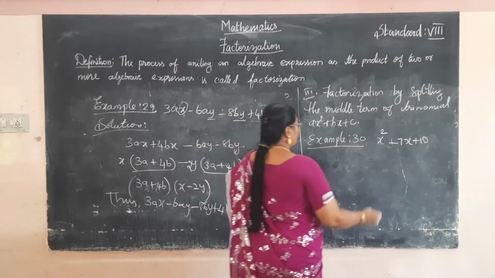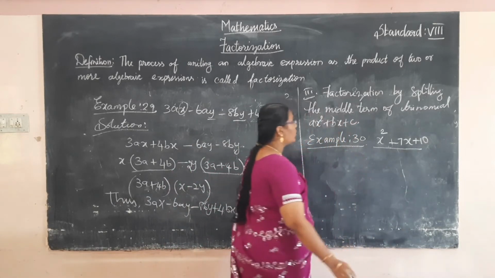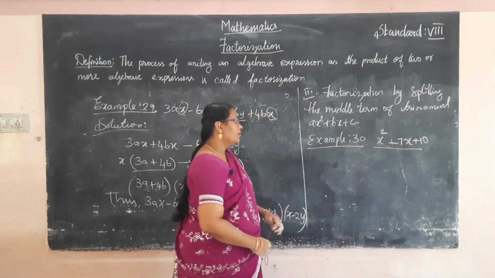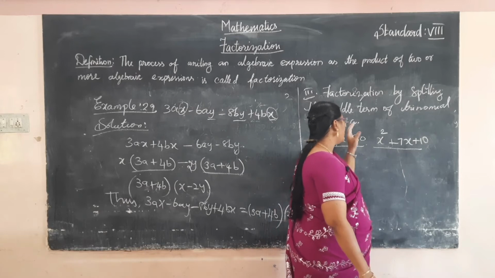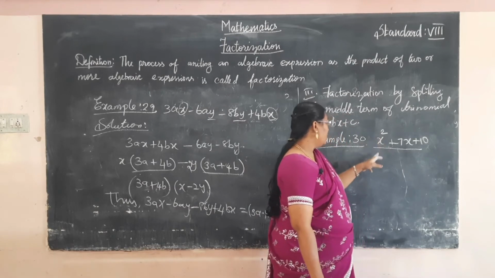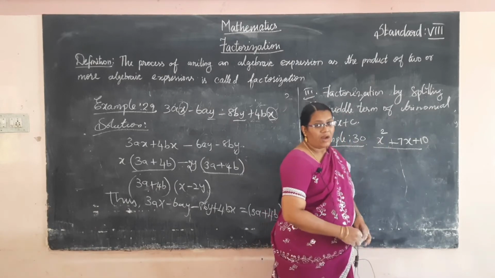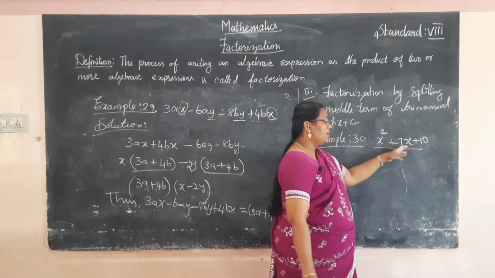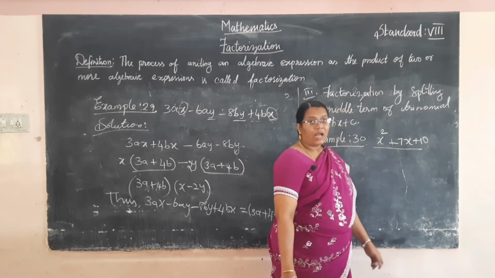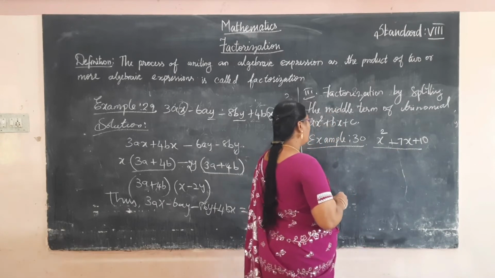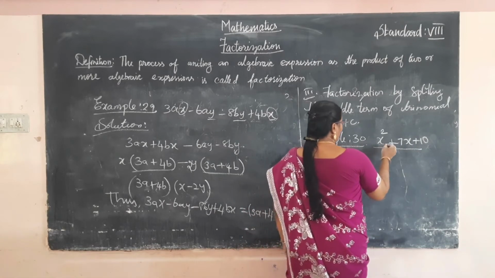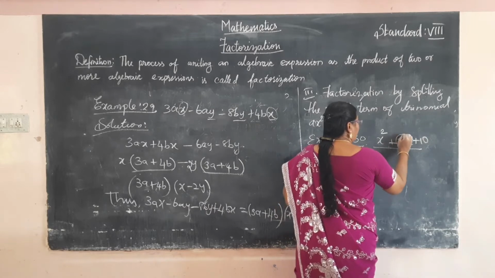First check the given statement in the quadratic form. So check what the quadratic form is: ax² + bx + c. So here the a value is 1, the b value is 7, and c, the constant term, is 10. Now the middle value.